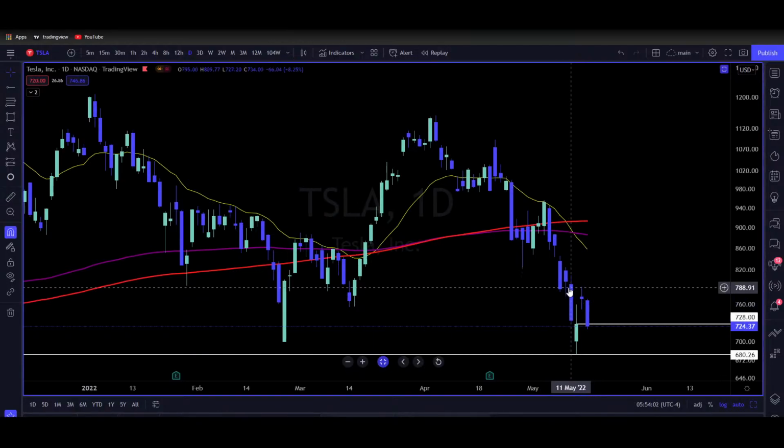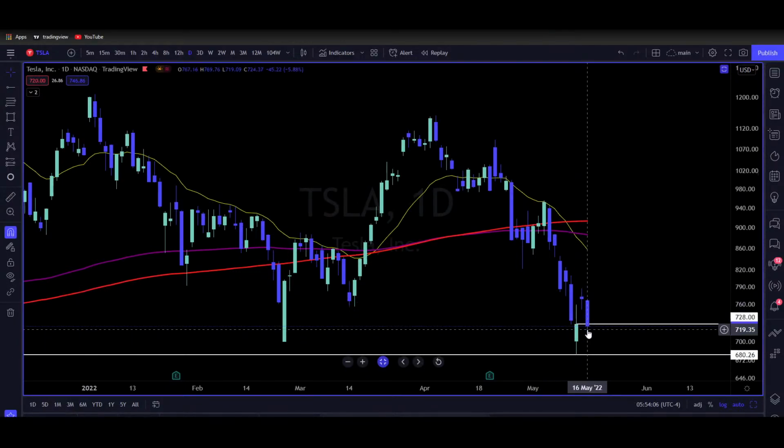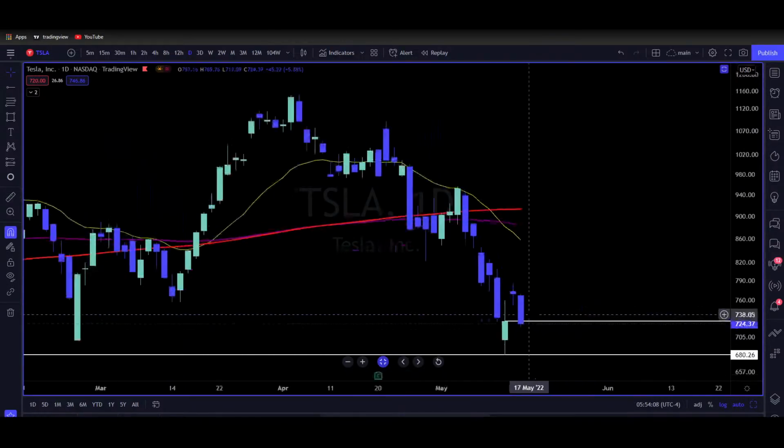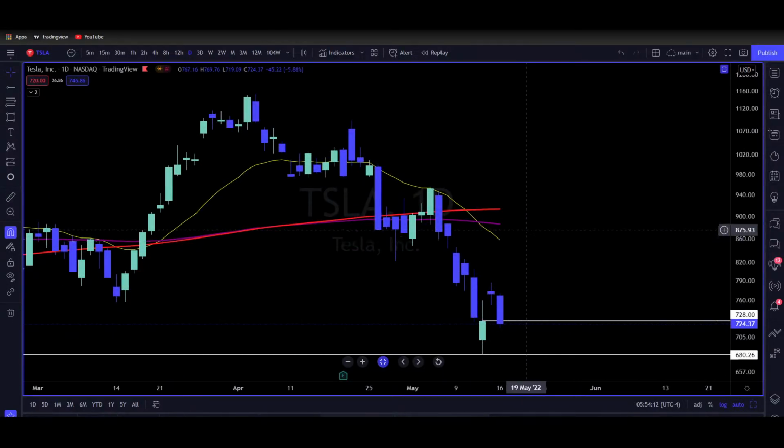So this was the day we got the print. Then after that, we found a bottom and we got a bounce. Now, yesterday, Tesla did experience another down day. However, you are into a region that we like to call demand on the daily.